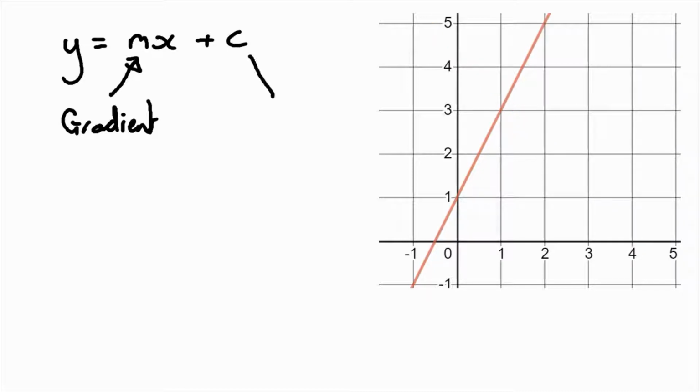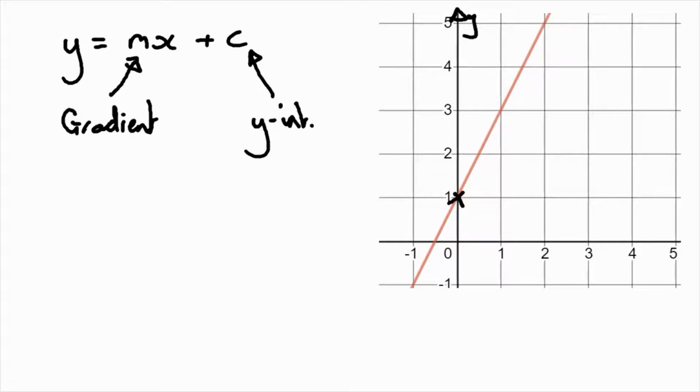The c stands for the y-intercept. Now this is where it crosses the y-axis. So in our example here, this crosses the y-axis at 1. So for this graph, our y-intercept would be plus 1.